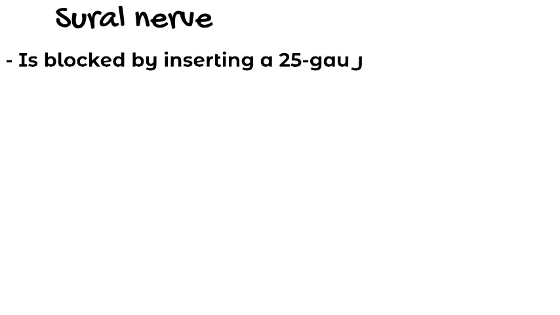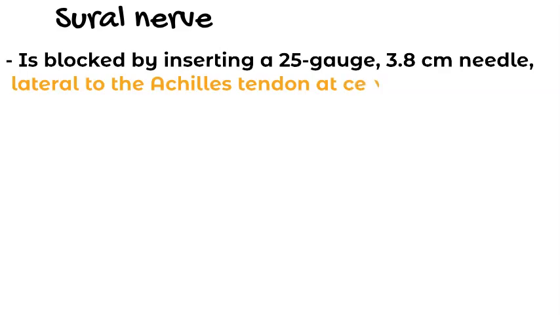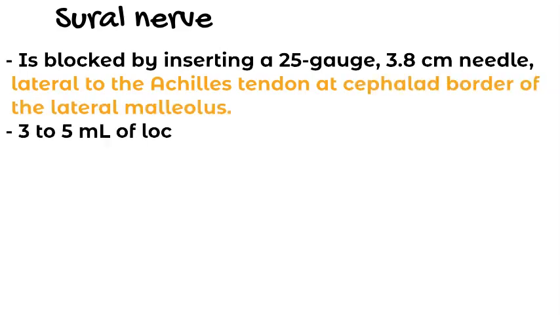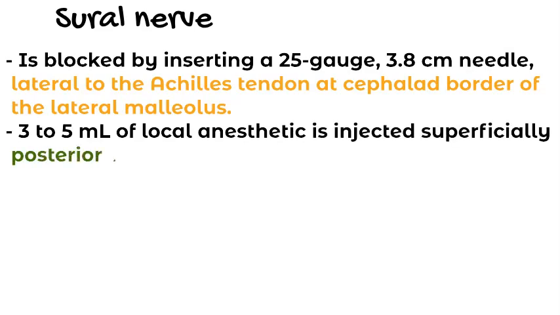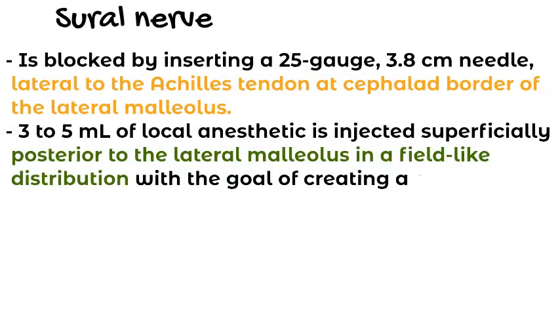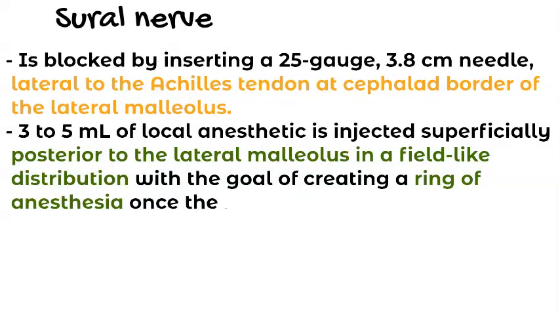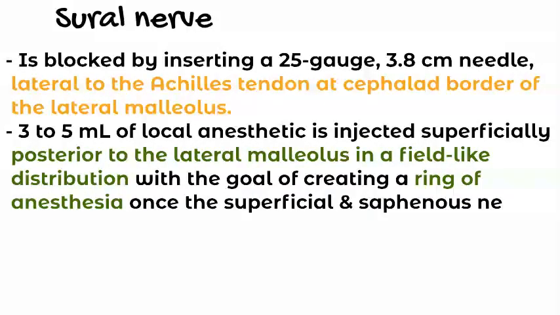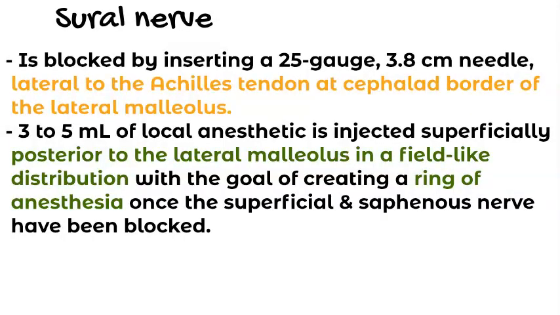Next, regarding the sural nerve. It is blocked by inserting a 25 gauge 3.8 cm needle lateral to the Achilles tendon at the cephalad border of the lateral malleolus. 3 to 5 ml of local anesthetic is injected superficially posterior to the lateral malleolus in a fan-like distribution, with the goal of creating a ring of anesthesia once the superficial peroneal and saphenous nerves have been blocked.